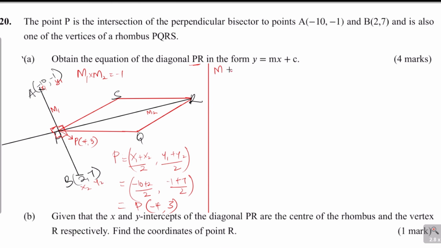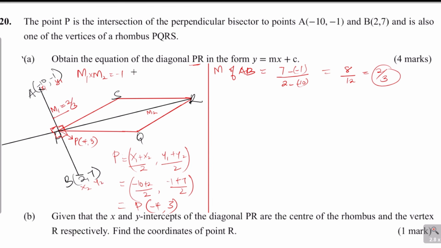So the gradient of AB will be given by change in y, just use this point, 7 subtract -1, divided by change in x, 2 subtract -10. So this will give 8 divided by 12. Now when you simplify this by 4, this will be 2/3. So the gradient of this line is 2/3.